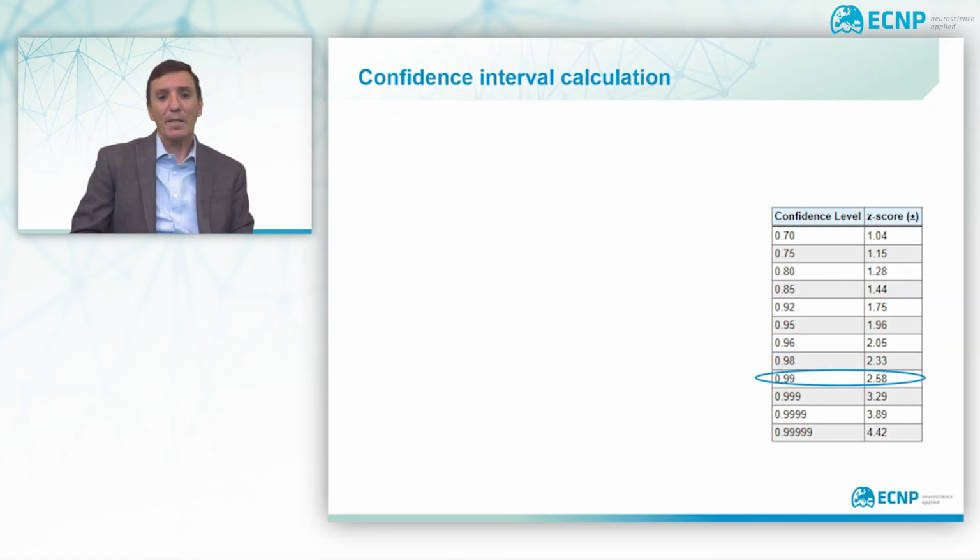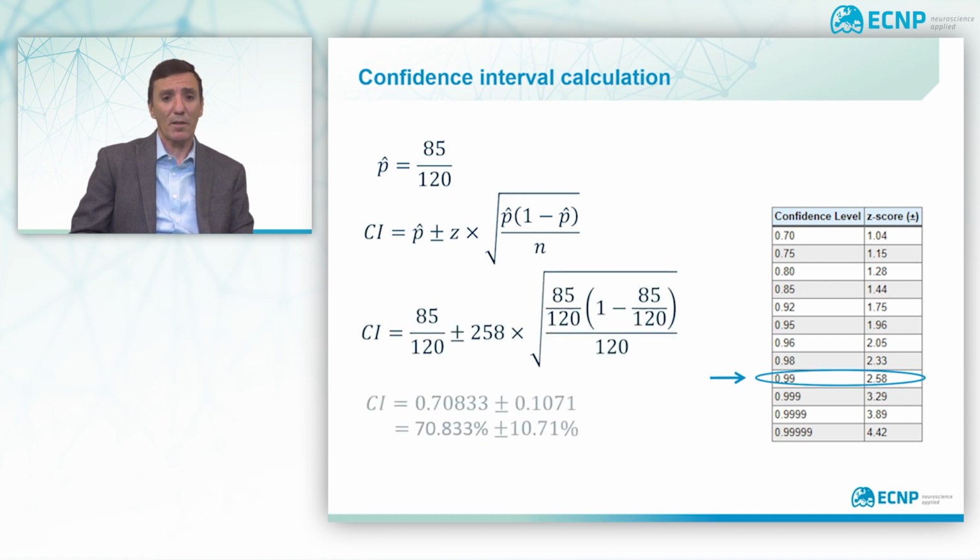This time we will take a higher confidence level of 99%. From the table, we get z-score of 2.58. Using the equation of confidence interval, the result is 10.71%. It means that the estimation in our sample is plus minus 10.71% away from the real value in the population with only 1% chance that we are wrong.